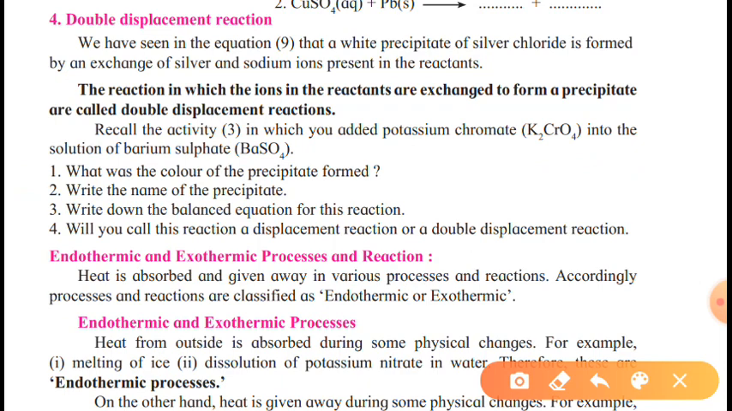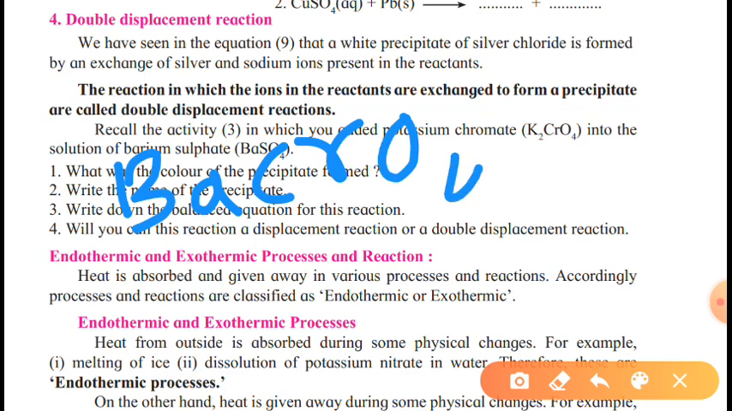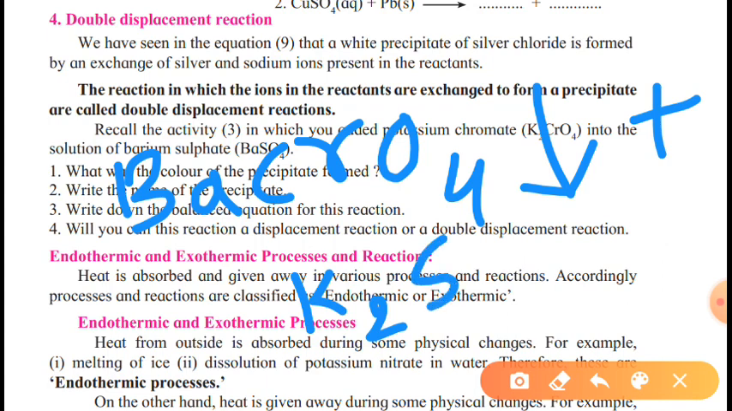Now what is a balanced reaction? When barium sulfate BaSO4 is added with potassium chromate, then we get a new product. We write the products of the reaction, that is BaCrO4 with a downward arrow plus K2SO4.